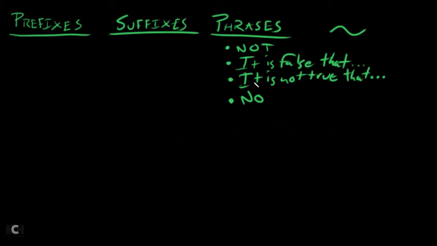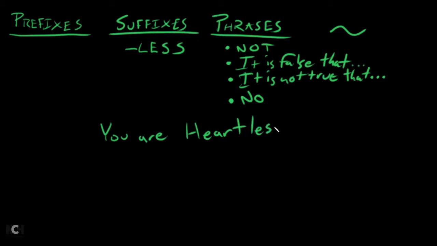That's not all. Let's talk about the next easiest one, suffixes. Now let's take a look at suffixes that can mean not. So let's start with this one, less. If I say something like you are heartless, and let's take just the word heart there. You have heart. You care. But if I say you're heartless, do you have heart? No, you don't.